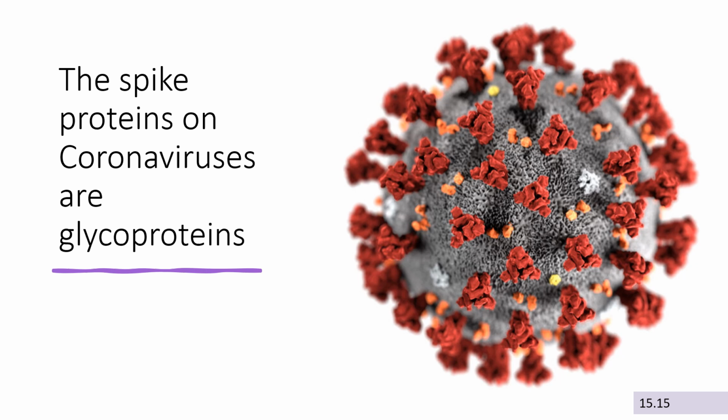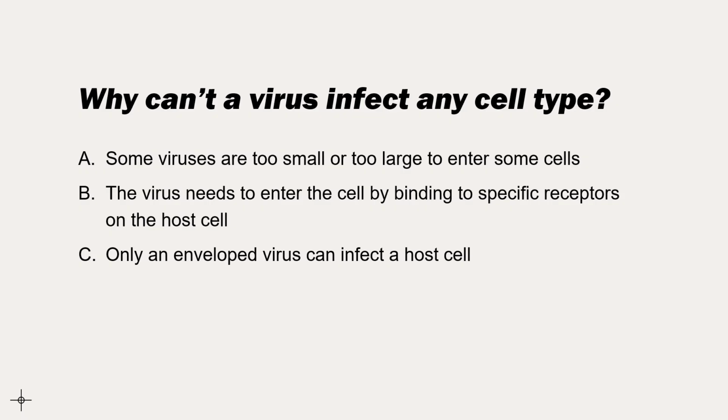By now, we're probably all pretty familiar with what the coronaviruses look like. You may have noticed that they are covered in little spikes. These spikes are actually the glycoproteins of the coronavirus. Now try to answer this question to test your understanding of why viruses are specific in the types of cells they can infect.